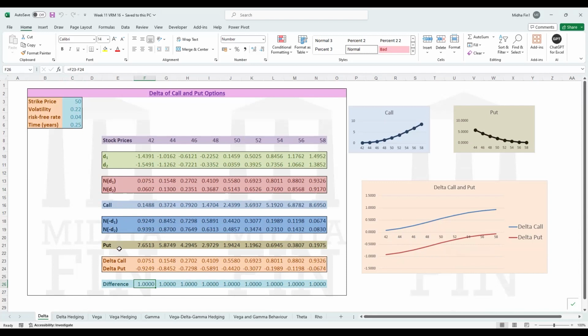And it's easy to understand, because if you remember the formula I was discussing in the slides, it was written delta put equals N(d1) minus 1. And N(d1) was nothing but delta call. So it was also written that delta put is nothing but delta call minus 1. Now, if you are taking the difference between delta call and delta put, it will become delta call minus delta put equals 1. So that will be the final result.